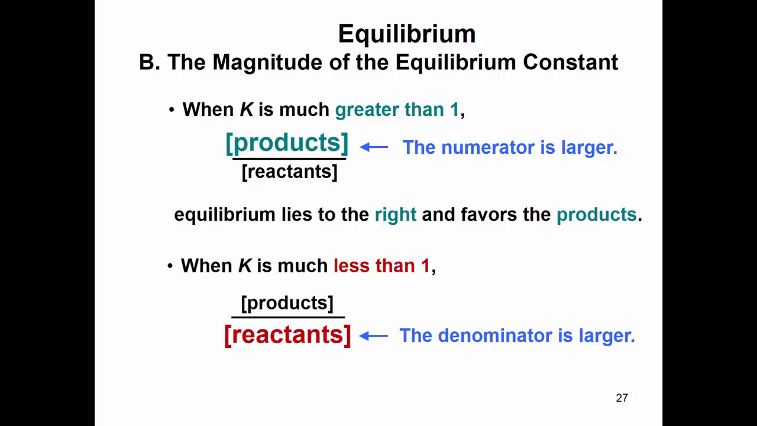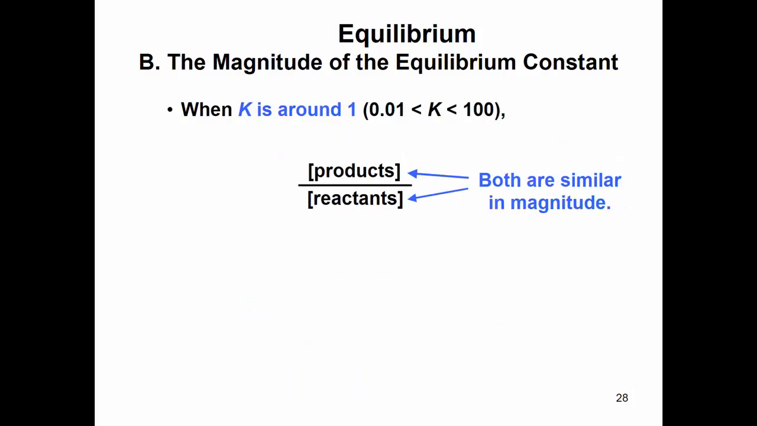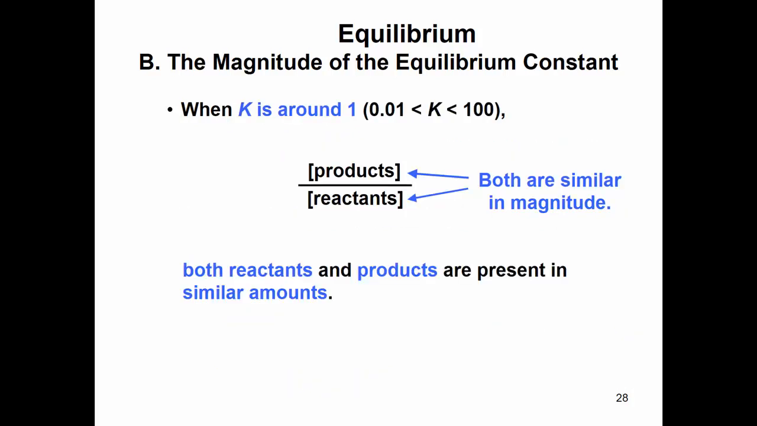If K is much less than 1, that means you have more reactant concentration, and therefore the equilibrium lies to the left, meaning it favors the reactants. If K is around 1, then you have about the same concentration of both. So the equilibrium is balanced. It's not really shifting to the right or to the left.